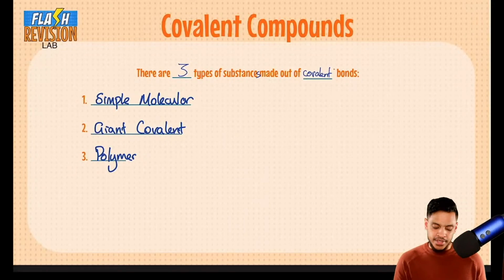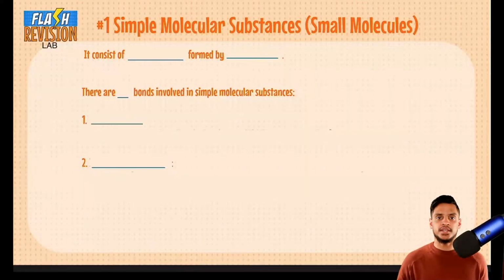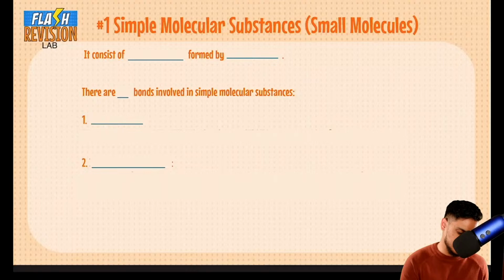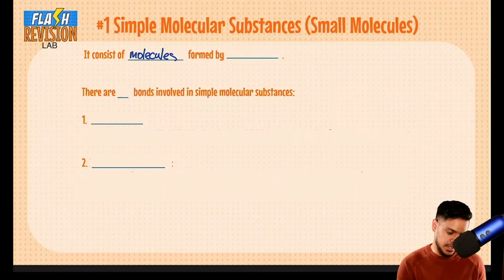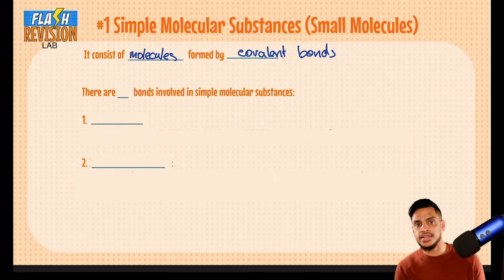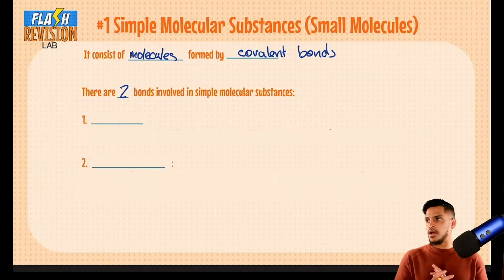So the first one we'll go through is simple molecular. It's basically in the name: it's made up of molecules which are formed by covalent bonds. And within a simple molecular substance, this is where people get confused, there are 2 bonds involved. I always see people getting confused between intermolecular forces and electrostatic forces.